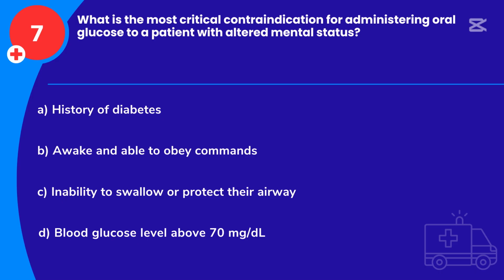Question 7. What is the most critical contraindication for administering oral glucose to a patient with altered mental status? A. History of diabetes. B. Awake and able to obey commands. C. Inability to swallow or protect their airway. D. Blood glucose level above 70 mg per deciliter.